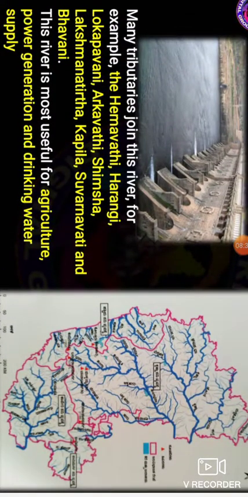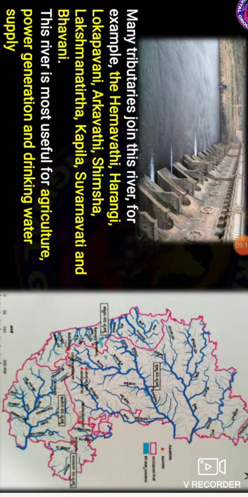Many tributaries join this river, for example the Hemavati, Arkavati, Lokapavani, Shimsha, Lakshmana Tirtha, Kapila, Suvarnavati, and Bhavani. These are all the tributaries of the Kaveri River.